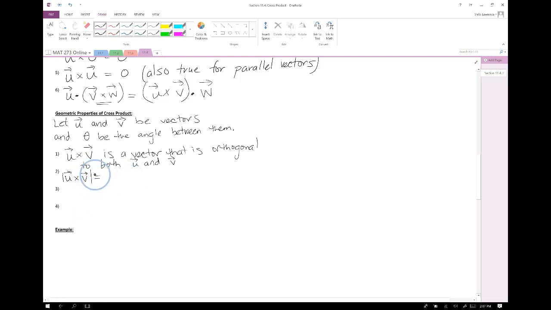The magnitude of U cross V is equal to the magnitude of U times the magnitude of V times sine of theta, which we said is the angle between them. I consider this more of a geometric formula, because it gives us the information that we would use to graph. We know the magnitude of U, the magnitude of V, and the angle between them. It's a typical way to graph vectors. Then we could use that information to calculate at least the magnitude of the cross product.